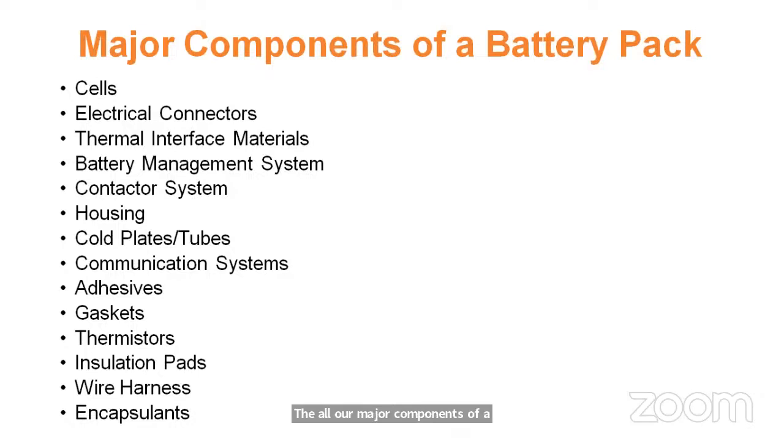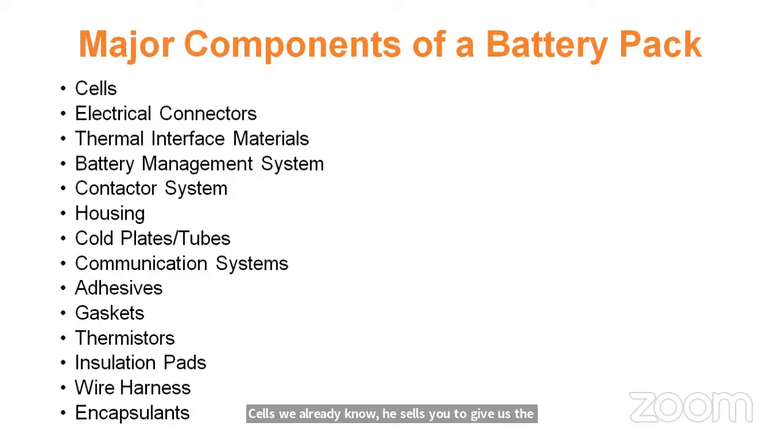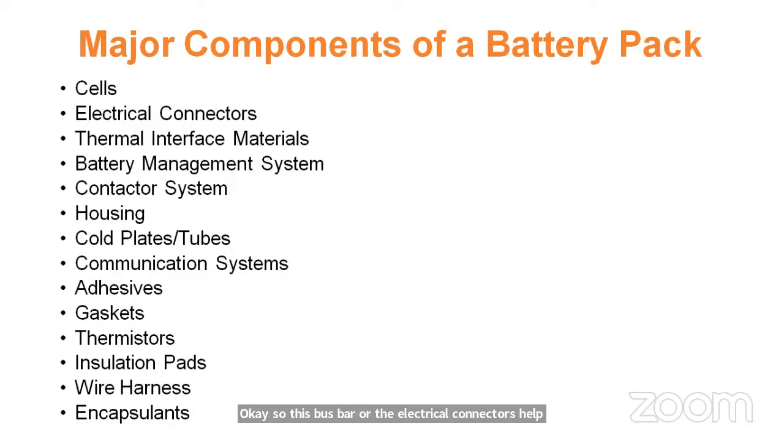Cells, we already know, are used to give us the energy, correct? The electrical connectors, or we can say the bus bar, help us to collect the energy from each cell and supply it to the vehicle via a battery management system.